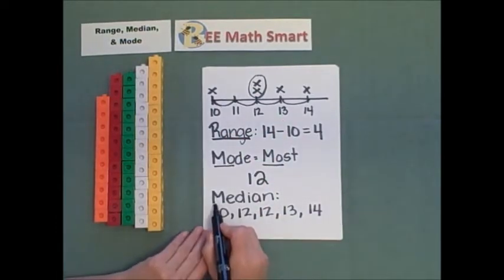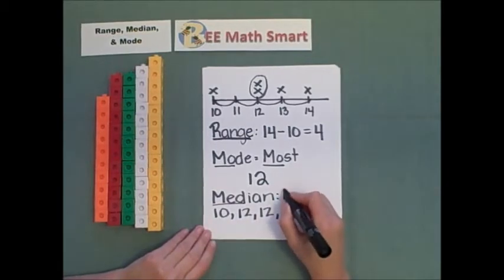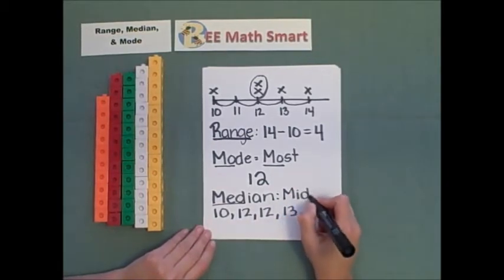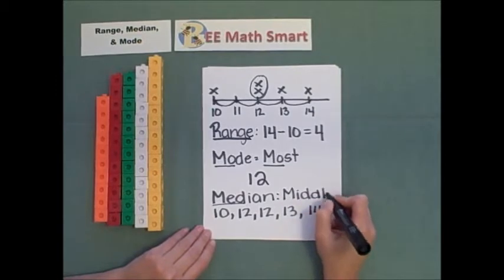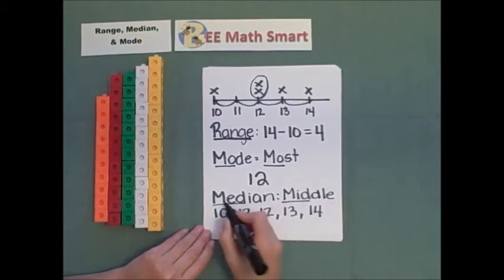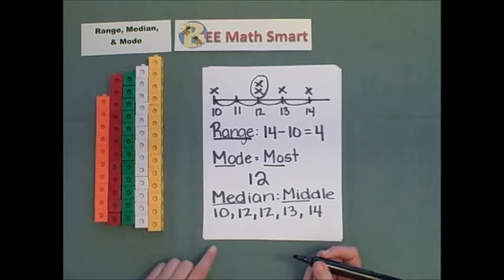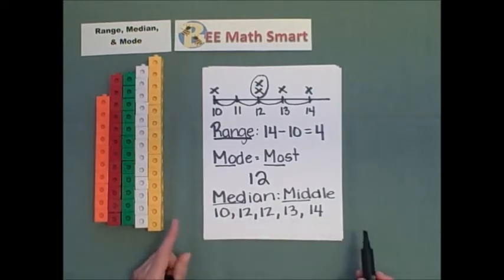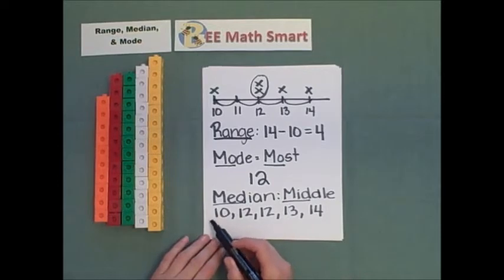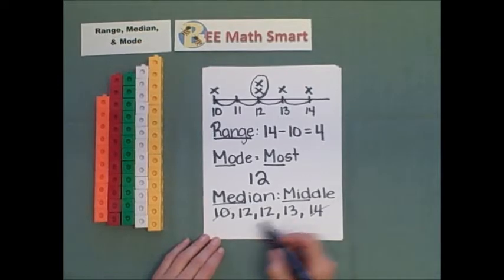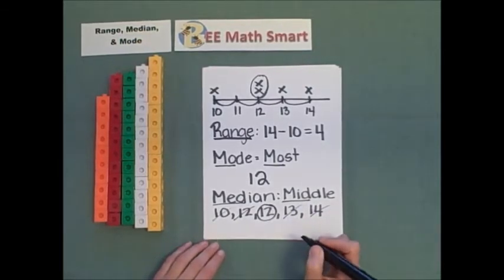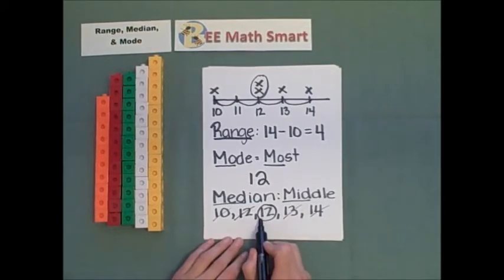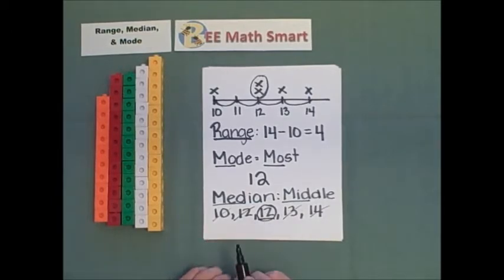And the word median starts with med, and the word middle kind of has some of those same sounds. Mid, med, sort of sound alike. It's just a way to remember. And I'm looking for the middle number. And the way I do that, no matter how many numbers I have, I'm going to put them in order from least to greatest, and then I'm going to cross out one from this side, one from that side, one from this side, one from that side, until I end up with a middle number. So in this case, my median is 12.